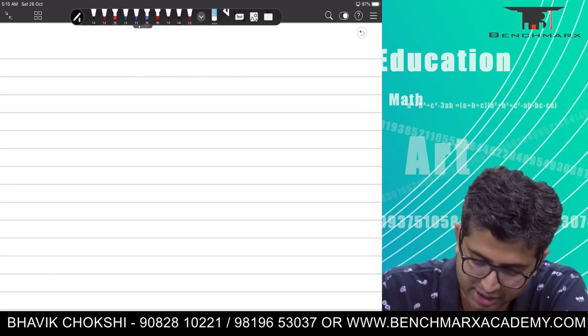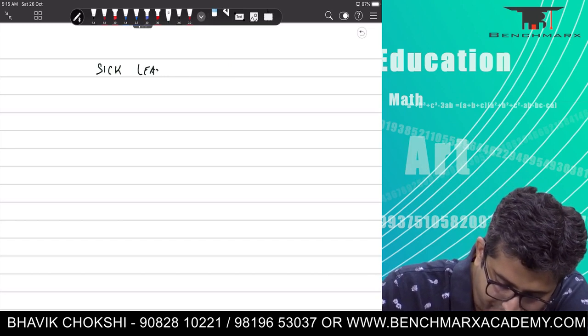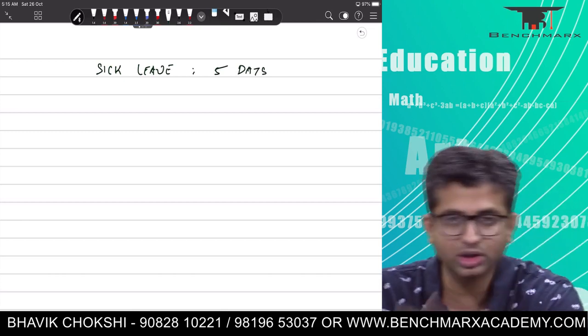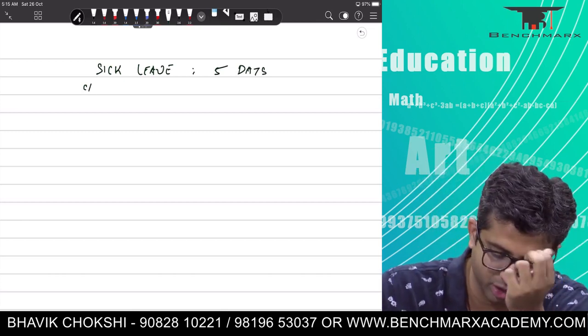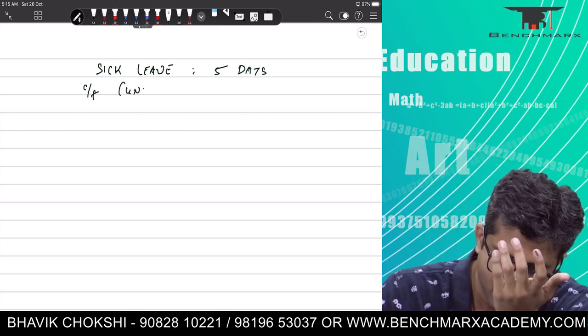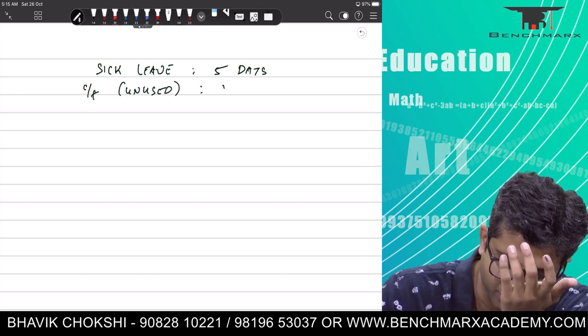So in the question, if you're looking at an employee, they're entitled to a sick leave of 5 days in a year. Now, if you don't take this sick leave, you are allowed to carry forward whatever is the unutilized leave. You can carry it forward for how many years? Well, you can carry it forward for 1 year.